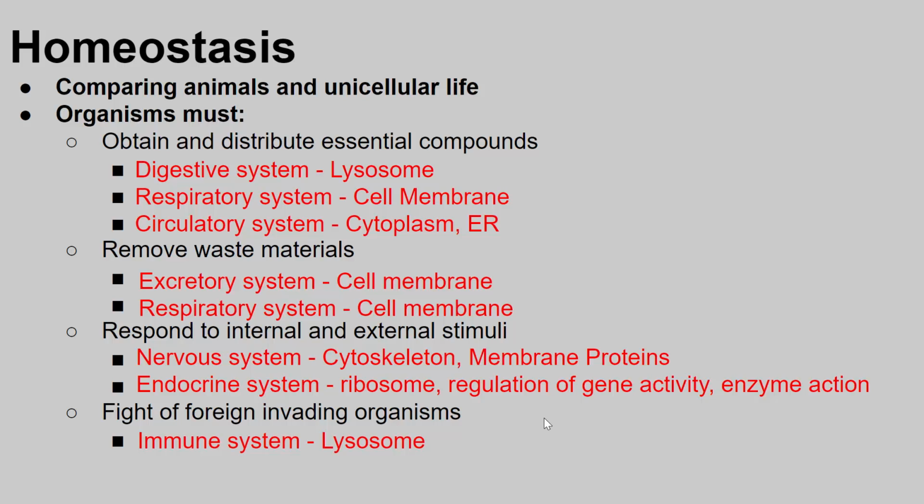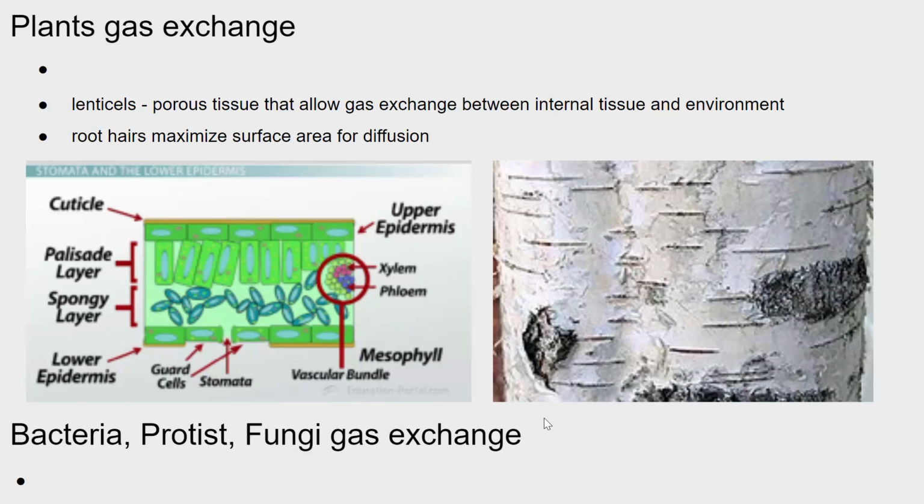Unicellular life has lysosomes, which contain enzymes that they can use to break down invading cells. So there's a lot of similarities between organs and organ systems in complex organisms and organelles within a cell that fulfill similar functions.